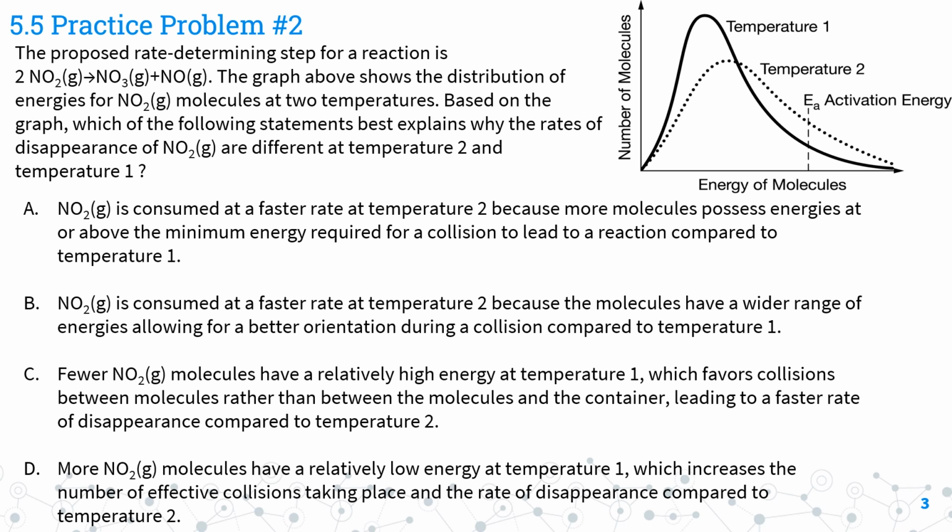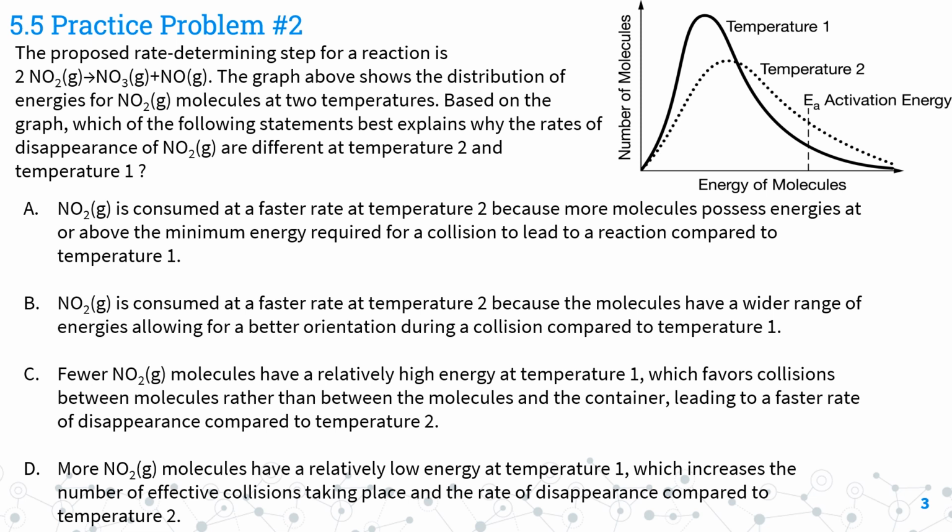For question number 2, it says the proposed rate determining step for the reaction is 2 NO2 going to yield NO3 and NO. The graph shows the distribution of energies for nitrogen dioxide molecules at 2 temperatures. Based on the graph, which of the following statements best explains why the rate of disappearance of nitrogen dioxide is different at temperature 2 than temperature 1?